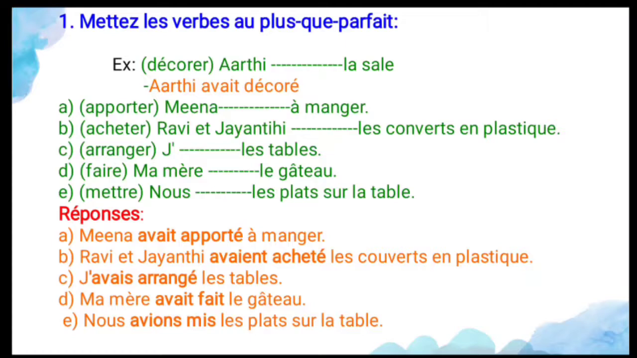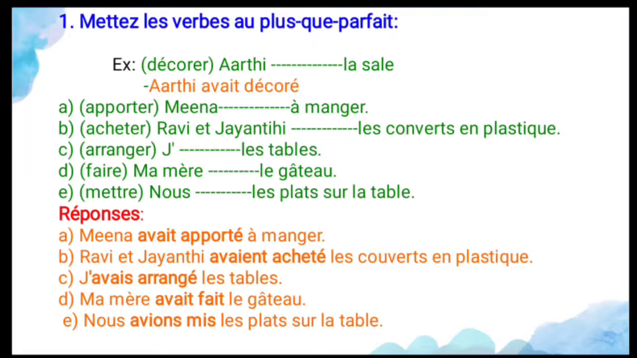Let us move to the exercise. First exercise, mettez les verbes au plus-que-parfait. So put the verbs in the pluperfect. See the example. Décorer. Arti, décorer, la salle. So you have to make a sentence with the plus-que-parfait only. So Arti is the subject. Décorer is the verb. Décorer is not in the 16 verbs, so you have to use the avoir verb conjugation only. So Arti avait décoré. So Arti had decorated.